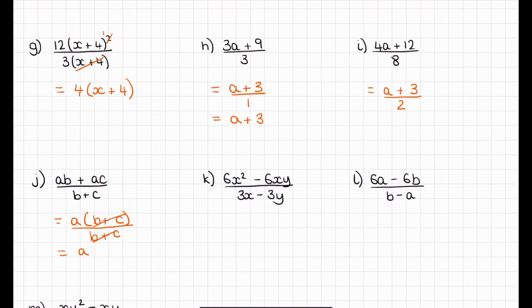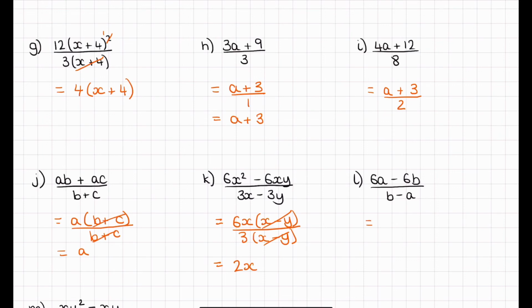For K, same idea here. Factorise, so we can factorise out 6x, which will give us x minus y. On the bottom, we can factorise out 3, x minus y. And now x minus y is common on top and bottom, so they can cancel. And 6 divided by 3 is 2, so we'll end up with 2x.